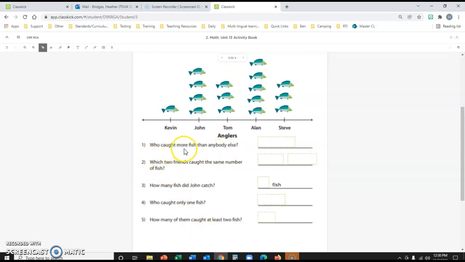1. Who caught more fish than anybody else? Well, if I take a look here, I can see that Alan caught 5 fish. He has more fish above his name than any of his other friends. So Alan caught the most fish. 2. Which 2 friends caught the same number of fish? Here's our keyword here, same number. Well, if I take a look, I can see that Tom and Steve both caught 3 fish.